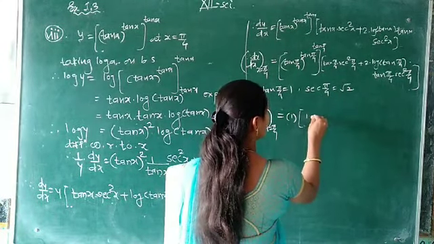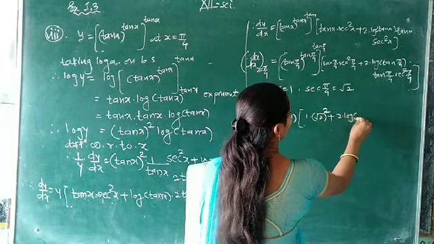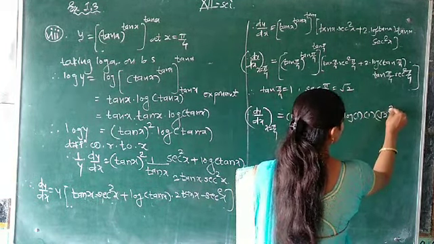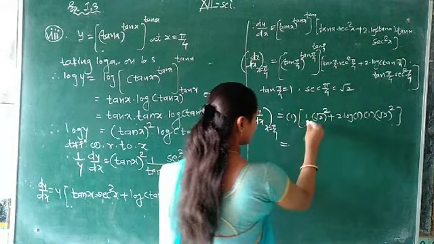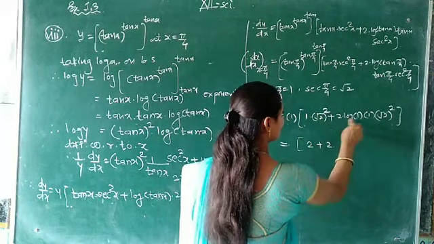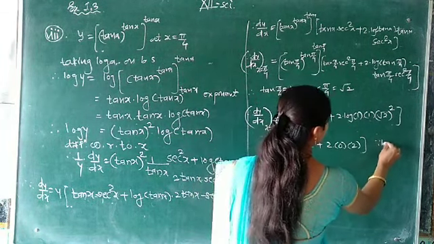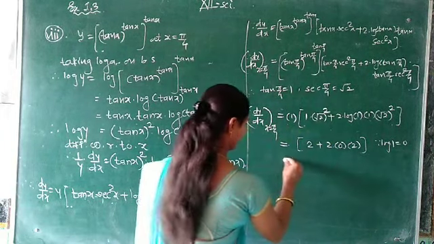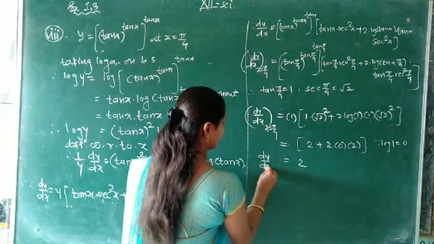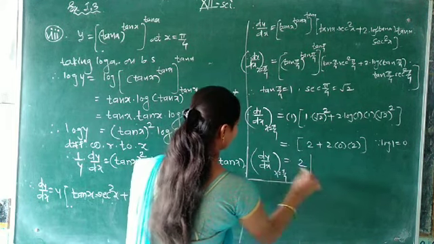Now again tan pi by 4 is 1, sec square pi by 4 is root 2 square, plus 2 into log of tan pi by 4, which is 1, into tan pi by 4, again 1, and sec square pi by 4 is root 2 square. So here root 2 square is 2, plus 2 into, we know the value of log 1 is 0. Again root 2 square is 2 here. Since the value of log 1 is equal to 0, therefore 2 into 0 becomes 0. So the answer of dy upon dx at x is equal to pi by 4 is equal to 2.